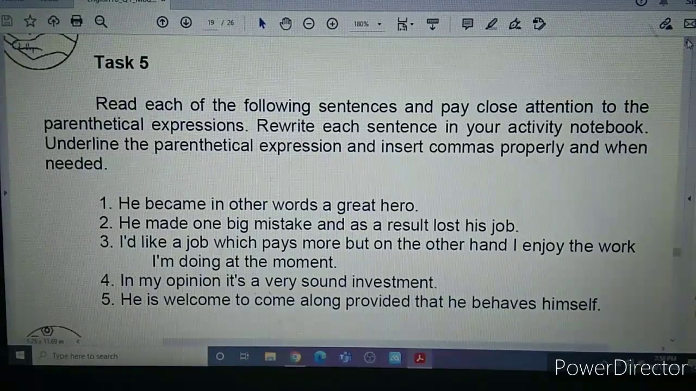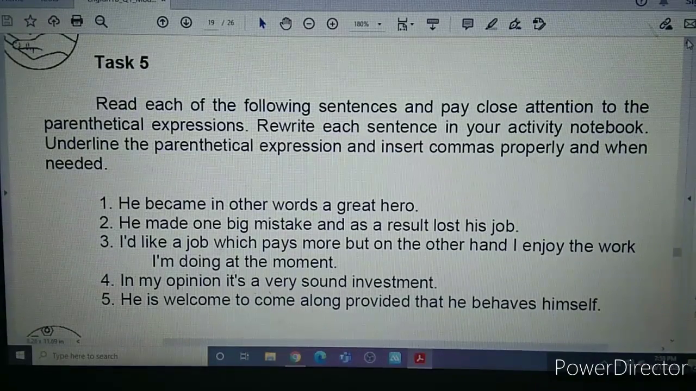So we have number 1. He became, in other words, a great hero. So you are going to rewrite. First, you are going to underline the parenthetical expression. So what do you think is the parenthetical expression for number 1? Okay, the correct answer is in other words.